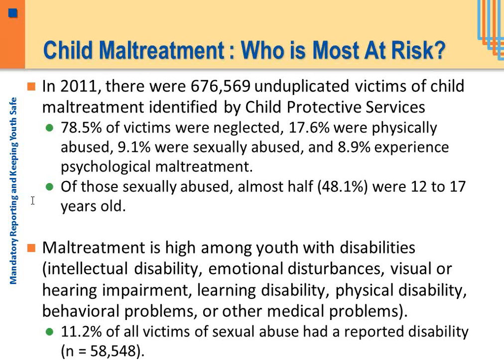Maltreatment is also high among youth with disabilities, with issues such as intellectual disability, visual or hearing impairment, or behavioral problems. Additionally, 11.2% of all the victims of sexual abuse had a reported disability. It's important for staff to understand the high risk of maltreatment among youth with disability, as staff may have difficulty identifying common warning signs among children, for instance, those with behavioral problems, chronic illnesses, or physical disabilities.